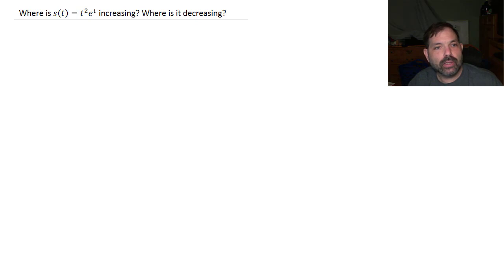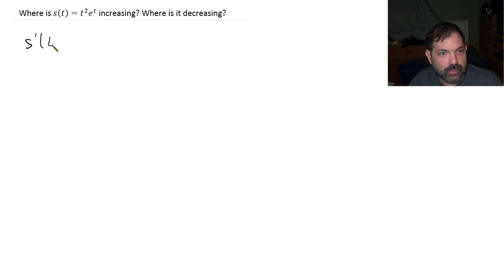Where is the function s of t equals t squared times e to the t increasing, and where is it decreasing? Good time to pause. Try it out on your own. We've seen problems like this before. To answer where a function is increasing or decreasing, we need to find the derivative, find where the derivative is positive, and find where the derivative is negative.